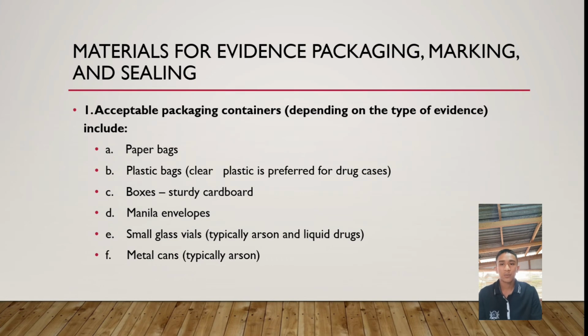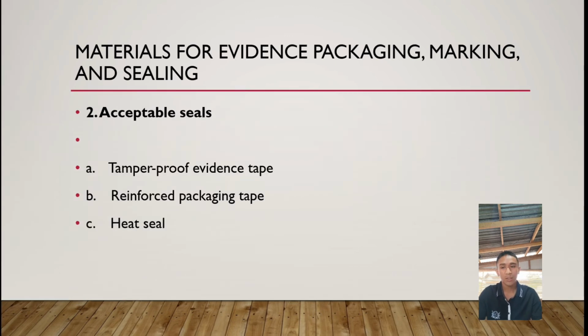Materials for evidence packaging, marking and sealing. So there are 4 to consider. First is acceptable packaging containers depending on the type of evidence. These include paper bags, plastic bags, or boxes, sturdy cardboard, manila envelopes, molded glass vials, and metal cans. Second one is acceptable seals. So these are tamper-proof evidence tape, reinforced packaging tape, or heat seal.